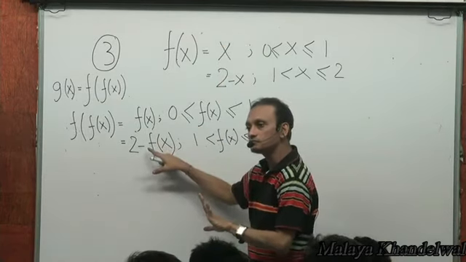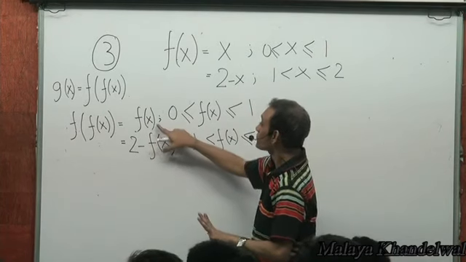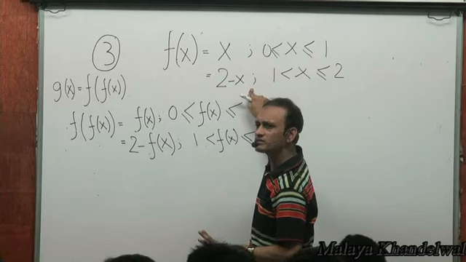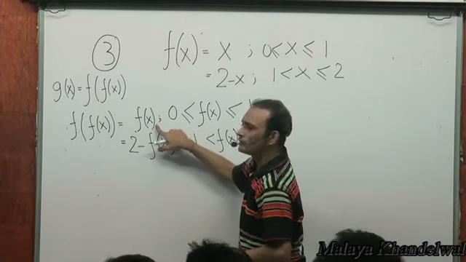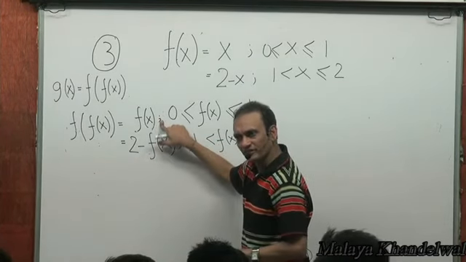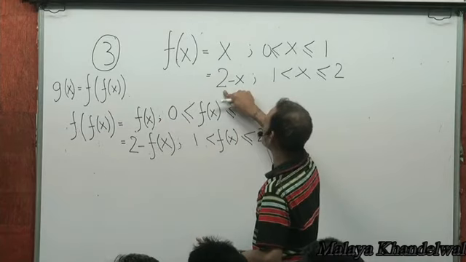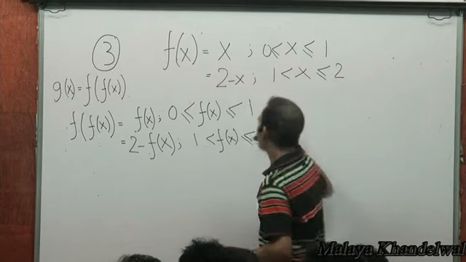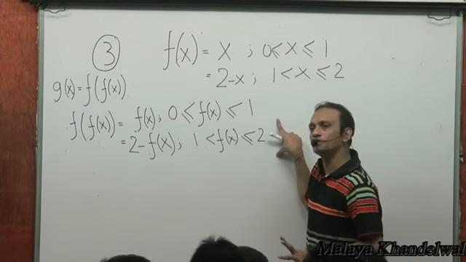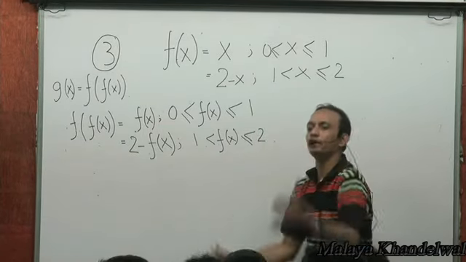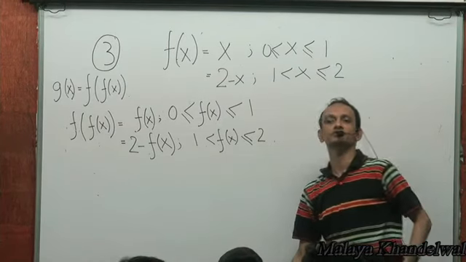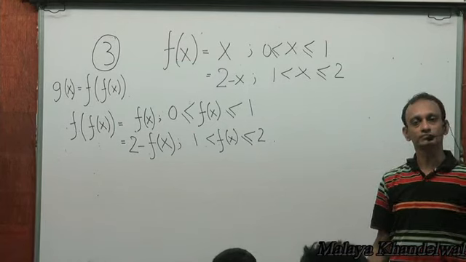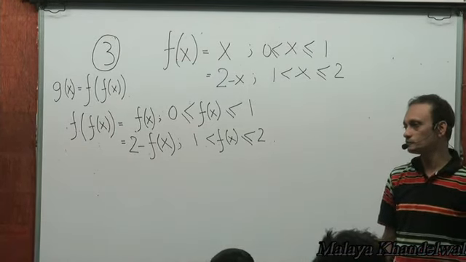Did you understand this? f(x), look at this, could either be x or 2 minus x. So I'll have to look at one line of description where f(x) is x and another line of description where f(x) is 2 minus x. So this would lead to 2 lines of description. Same with this. This will also lead to 2 lines of description. So in all, there will be 4 lines of description of g(x). Do you get me right on this? Right?